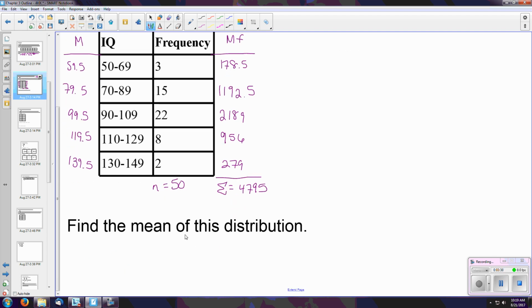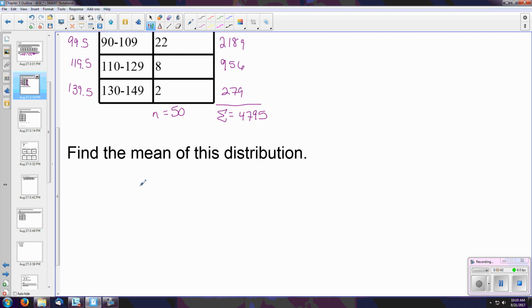So how do I calculate the mean of this distribution? Well, the mean of this distribution is equal to the sum of m times f, which is 4,795, divided by our sample size, which is 50. This gives us a mean of 95.9.